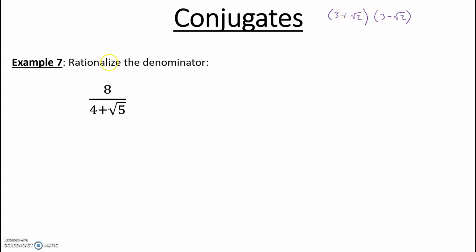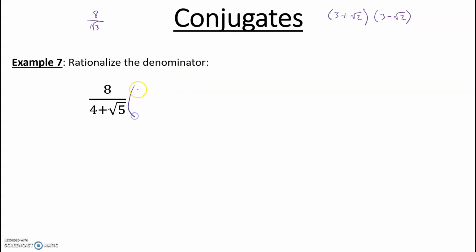So if you remember from yesterday, we had problems that looked like this, 8 over square root of 3. And it was a big no-no, you couldn't have a square root in the denominator. So to get rid of that, we multiplied by root 3. Now if you look at today's, you can't just multiply by root 5 and make this disappear, because if you did, you would wind up with 4 times root 5, and you'd still have a square root in the denominator. So that's when you use a conjugate.